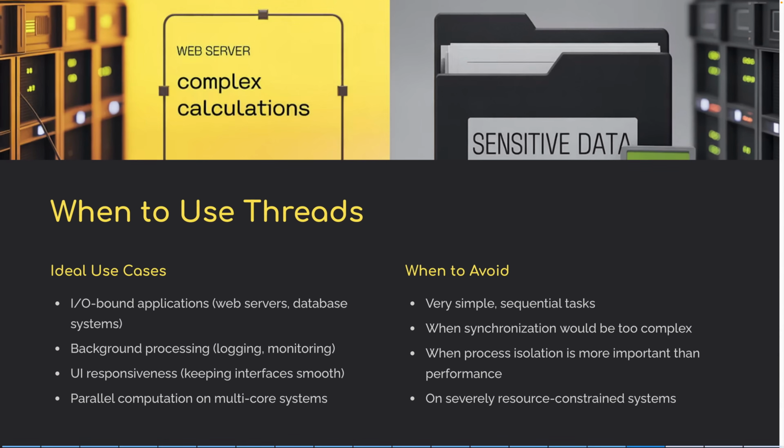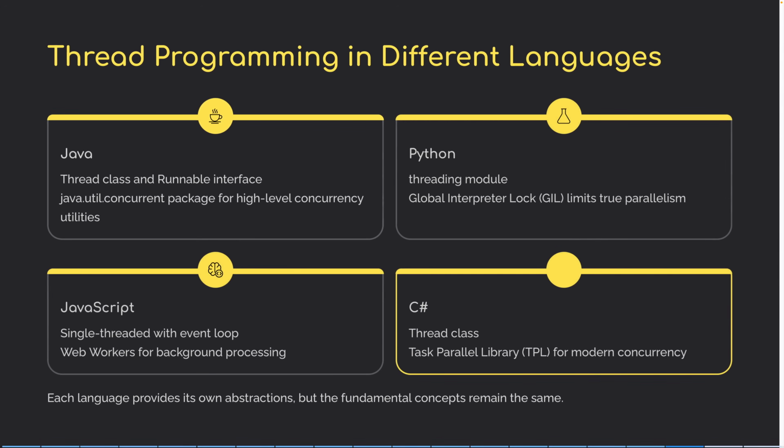Here, when to use threads. IO bound applications, like a web server: here we need to use threads. Also background processing, logging, monitoring, UI responsiveness, keeping interfaces smooth, and parallel computation on multiple core systems. Avoid them for very simple sequential tasks, when synchronization would be too complex, when process isolation is more important than performance, and on severely resource constrained systems.